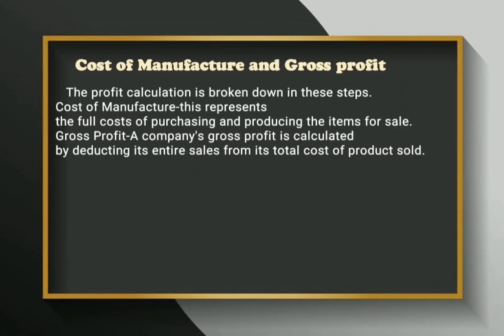The profit calculation is broken down into these steps. Cost of manufacture. This represents the full cost of purchasing and producing the items for sale. Gross profit. A company's gross profit is calculated by deducting its total cost of products sold from its entire sales. Net profit. Net profit is the amount of money your company makes during a specific time period, after subtracting all the operational, interest, and tax costs.